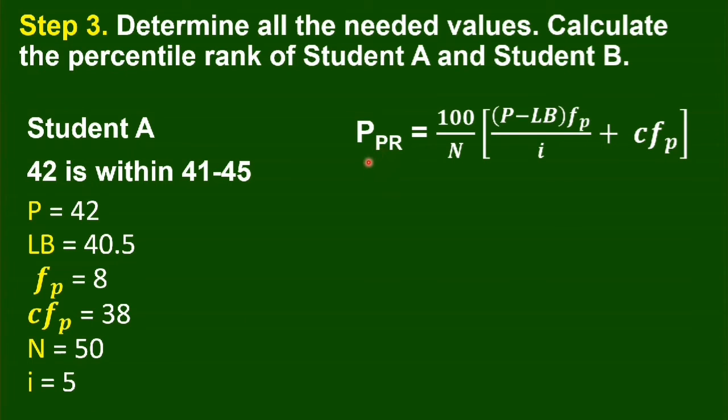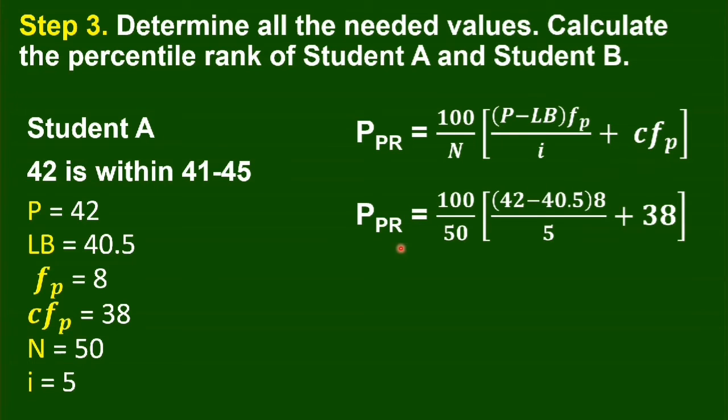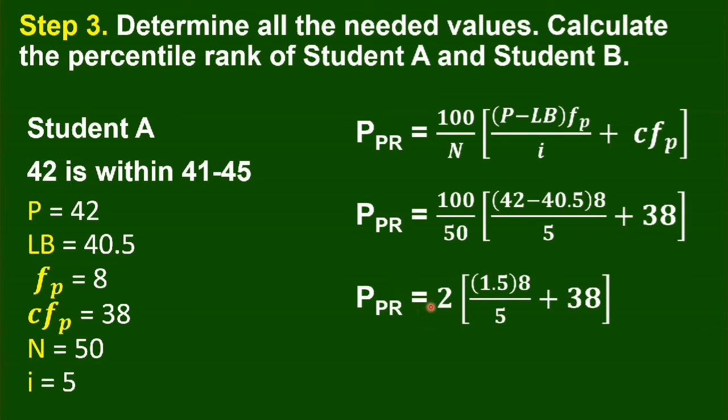We are going to apply the formula for percentile rank. It is equal to 100 divided by n times the quantity P minus LB times F sub P all over I plus CF sub P. Now let's substitute the given values. So percentile rank equals 100 divided by 50 times the quantity 42 minus 40.5 times 8 all over 5 plus 38. So it's equal to 100 divided by 50 is 2.